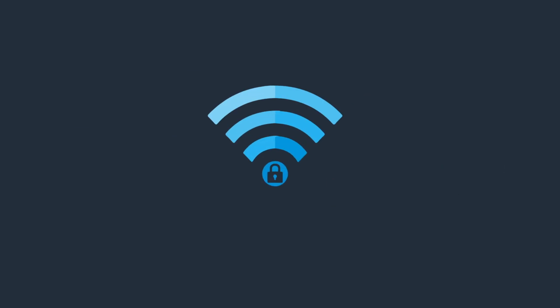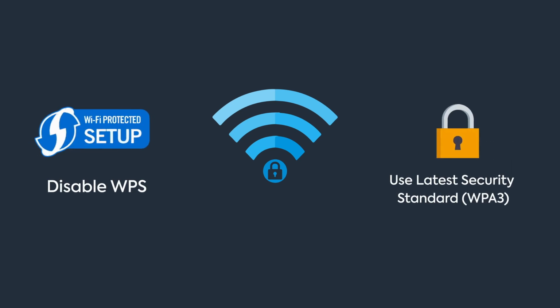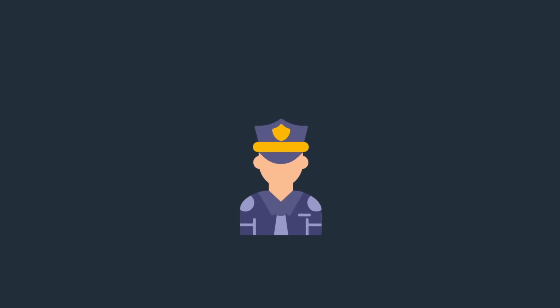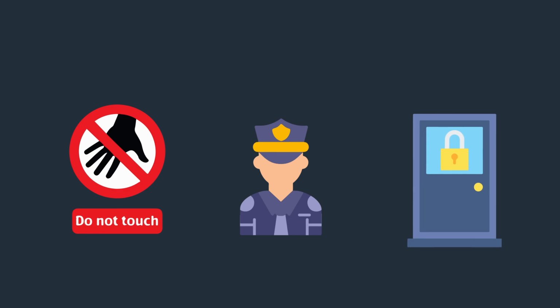Second, if you have a wireless access point or Wi-Fi, then disable the WPS feature and always use the latest security standard. Optionally, you can also put an isolated guest Wi-Fi for the untrusted users. And finally, physical security is just as important, so limit physical access to the hardware components. Server rooms should be locked and only accessed by the authorized person. This should do it for now.